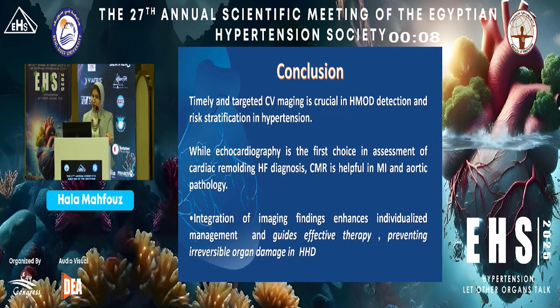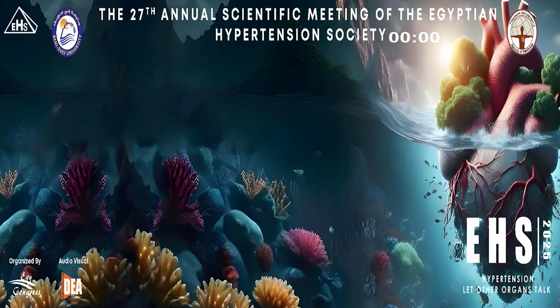And so let me conclude that timely and targeted cardiovascular imaging is crucial in hypertension-mediated organ damage or dysfunction detection and risk stratification in hypertensive patients. While echocardiography is the first choice in assessment of cardiac remodeling and heart failure diagnosis, CMR is very helpful in patients having or suspected to have myocardial infarction and also to study the aortic pathology. Integration of the imaging findings enhances individualized management and guides effective therapy, preventing irreversible organ damage in hypertensive heart disease. And thank you.